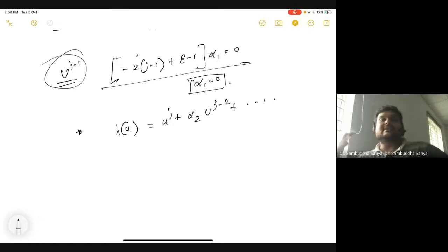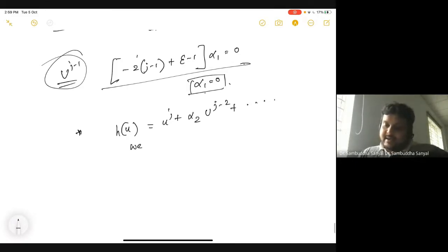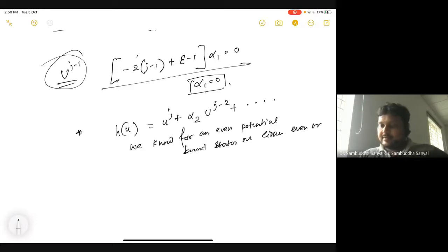Like the odd orders are not there, or the even, whatever, depending on what your j is. And that comes from the fact, and you can show it by going further, I will show it a little more formally in a moment, that we know for an even potential, bound states are either even or odd. That is why you will find a solution which has one order missing.